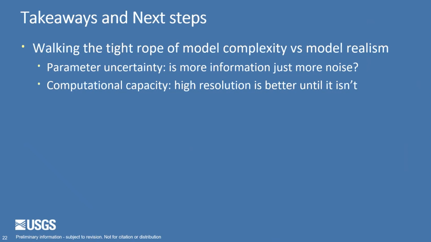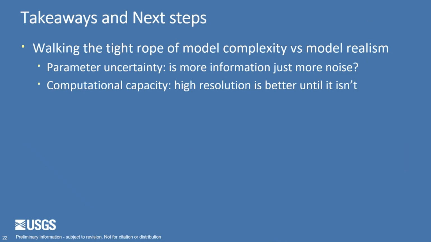And yeah, so I made it to the last slide. So takeaways, this is still in development. We're still going back and forth to the expert panel. And we're walking the tightrope of model complexity versus model realism and thinking about things like parameter uncertainty. Sometimes adding more information is just adding more noise. And that's kind of what we found out with the costs, the cost covariates. And then computational capacity. High resolution data is great until it crashes the supercomputer, and then you've got to figure out something else to do, right? So we're working on that.